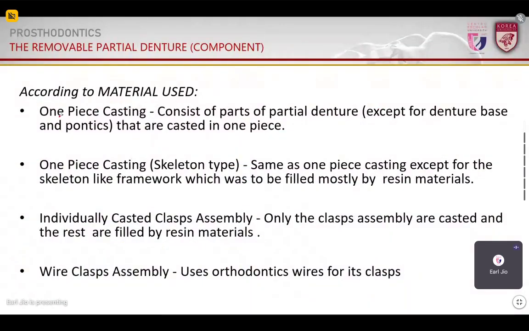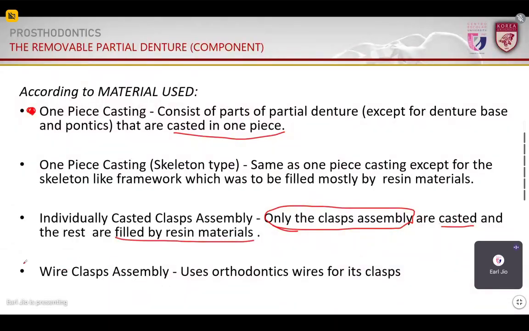According to material used, one-piece casting consists of parts of the partial denture that are casted in one piece, usually chromium cobalt. In the whole course of our RPD lecture, we will focus more on this topic, one-piece casting lang. One-piece casting skeleton is the same as one-piece casting except for a skeleton-like framework, which is to be filled mostly by resin materials, and an individually casted clasp assembly. So only the clasp assembly is casted and the rest are filled by resin materials.